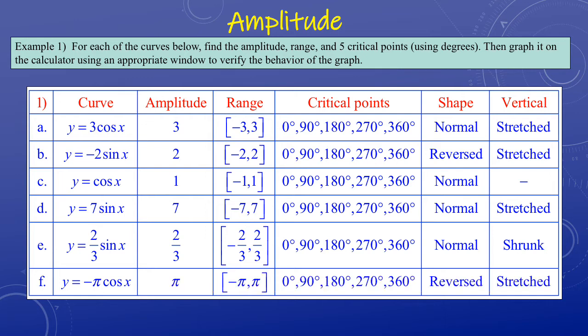Finally, in F, y is equal to negative pi cosine of x. Our amplitude in this case is pi. The range is negative pi to pi. Critical points are still 0, 90, 180, 270, and 360 degrees. The shape of this curve is reversed, and vertically the curve is stretched as pi is greater than 1.